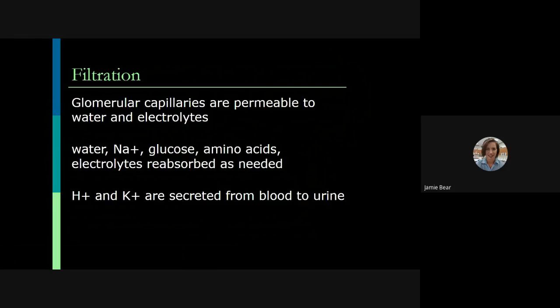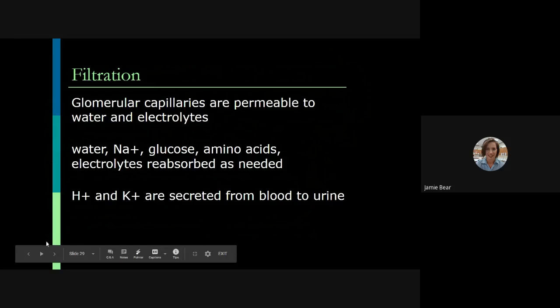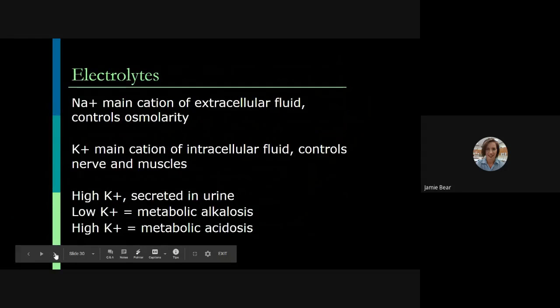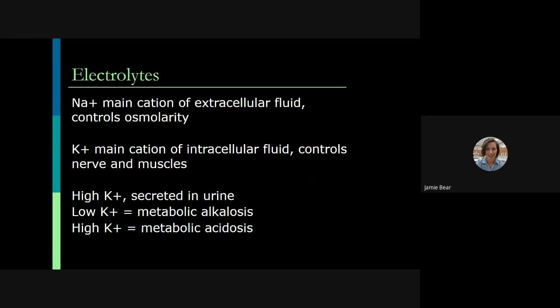Commonly, hydrogen ions and potassium ions are secreted from the blood to the urine, and that will help maintain the neutrality needed. So sodium is the main cation of the extracellular fluid, and it controls osmolarity. Potassium is the main cation of the intracellular fluid, and it controls the polarity for special nerve and muscle function. If we have a high potassium, hyperkalemia, it will be secreted into the urine.